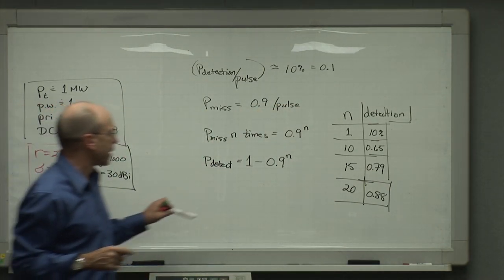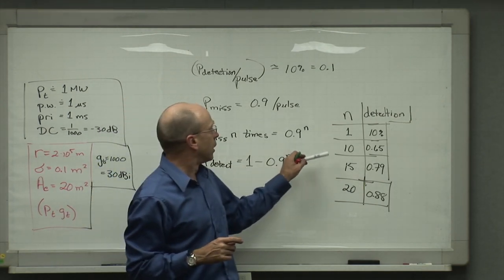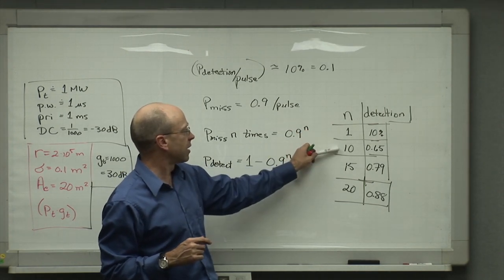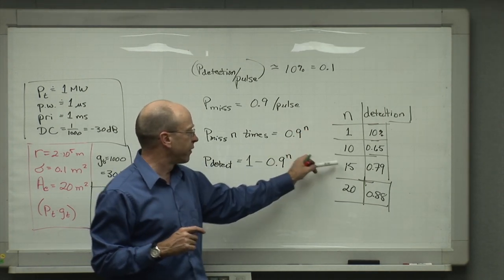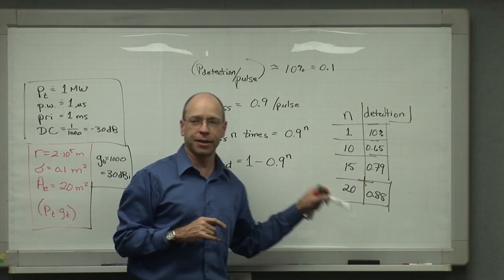If you've got a 90% chance of surviving your trip to the store and back every time you go, and you go to the store one time, there's only a 10% chance you get killed. If you go to the store 10 times, there's a 65% chance you get killed. 15 times, there's a 79% chance. 20 times, there's an 88% chance you get killed.